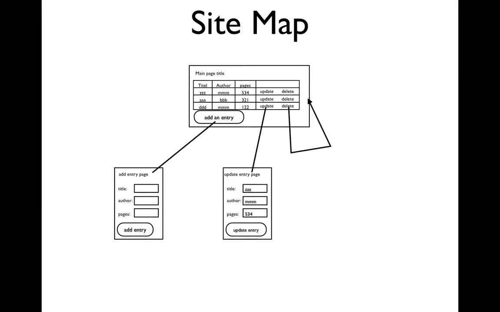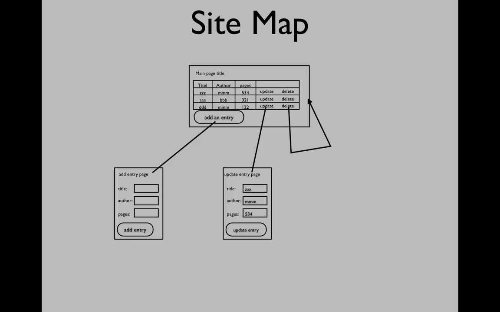Let's review our design diagrams before adding the update code. Here's our sitemap. We see that when a user clicks update, they'll see a form that's very much like the add entry page, except the update entry page will include the data that is currently available in the record of the database. When the user changes the data in the form, they'll click on the Update Entry button, which will return to the main page with the database table.